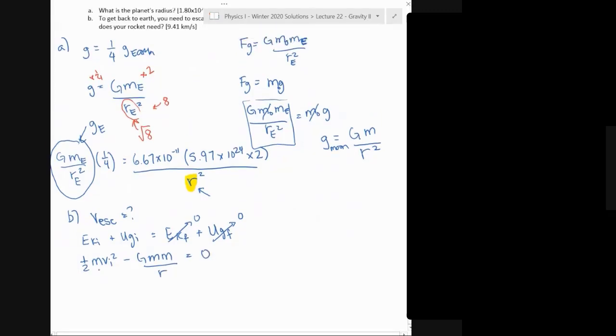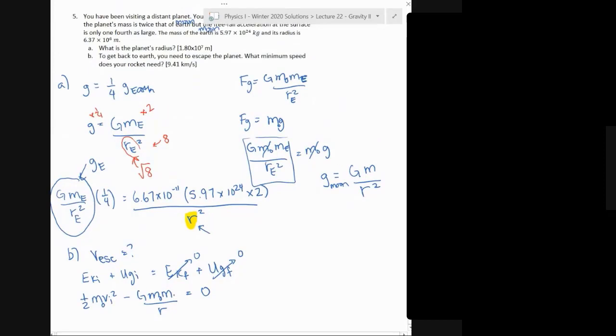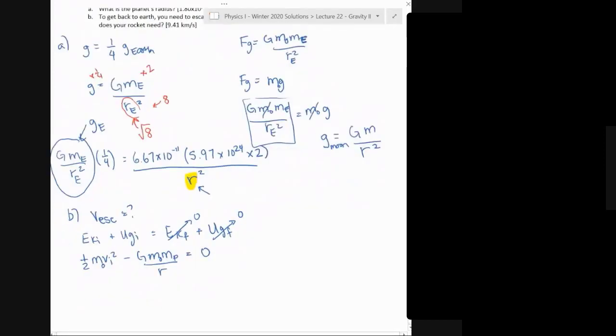One of them is the object, and the other one is the planet, whatever the planet is. I'll call it P. And the mass of the object can cancel out. And so now we're looking for V initial.